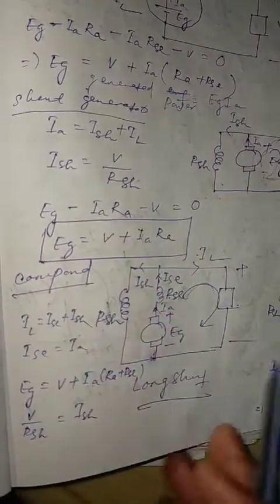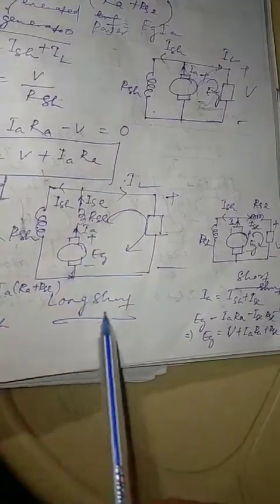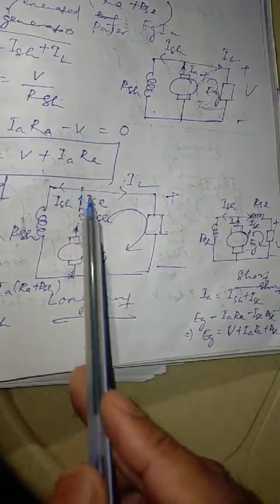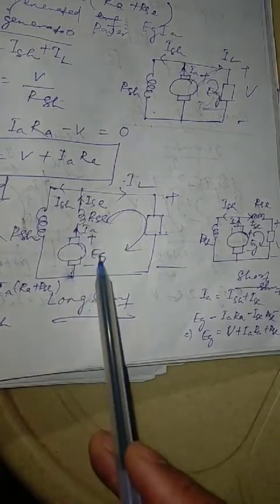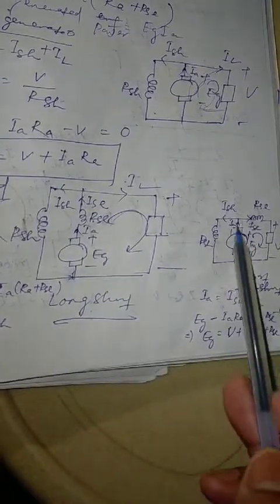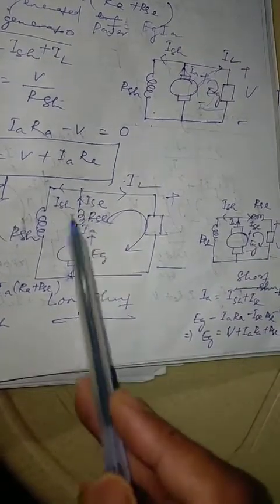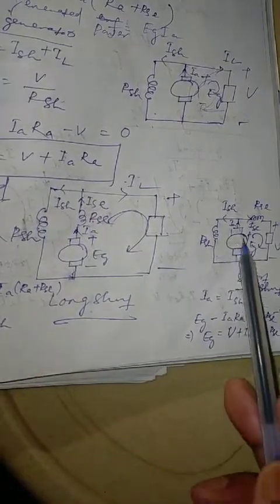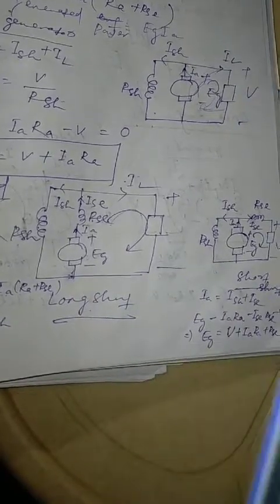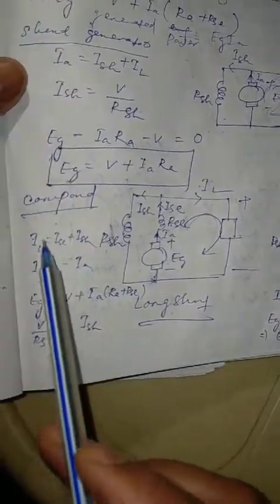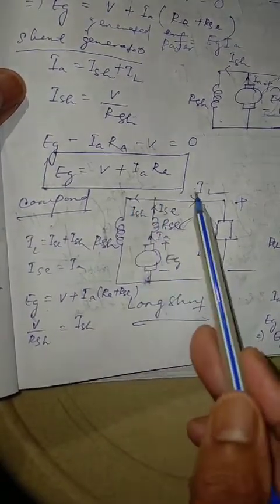Next, the compound generator. See, in the compound generator we have two types. One is long shunt. Why is it known as long shunt? The shunt winding is connected across the series field and the armature together. In the other case, it is said to be short shunt, because only the armature is shunted with the shunt winding. That's why this is known as long shunt and this is known as short shunt. Once you understand the diagram, you will understand the expressions. Again, very simple: IA equals IAC equals ISH plus IL.